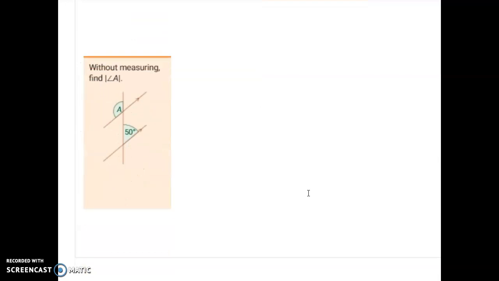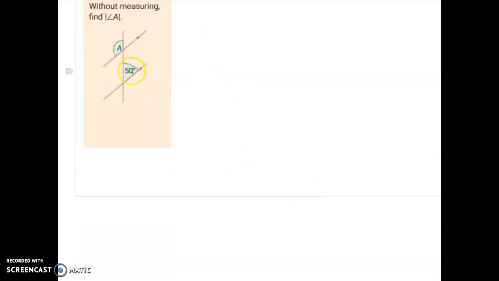For the next question, we're asked, without measuring, to find the size of the angle A. What I would do in this situation is start drawing on my diagram. I need a finer nib there. I can say that this angle here, I'm going to call that B. So B is equal to 50 degrees. Why? Because it's corresponding.